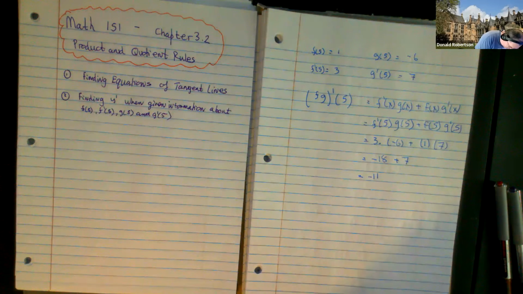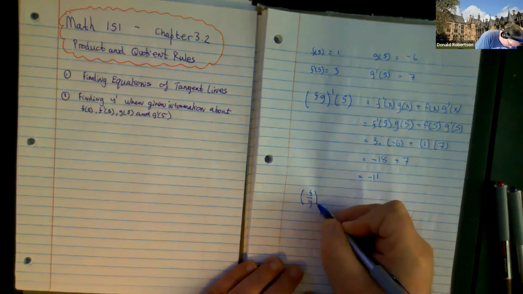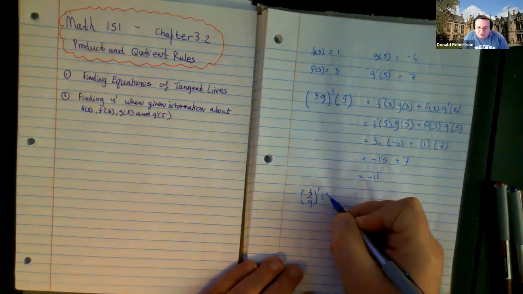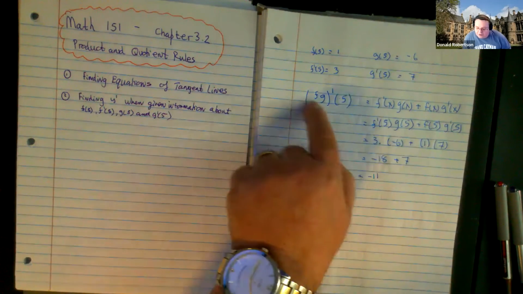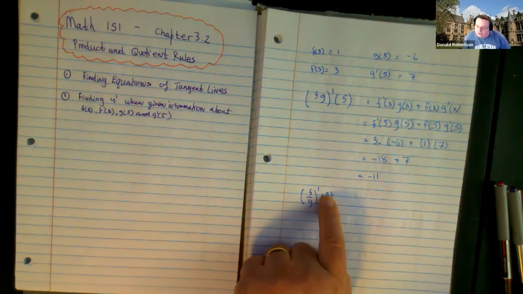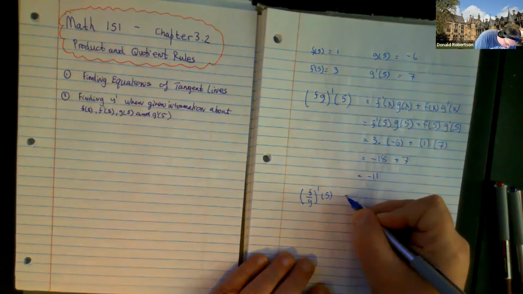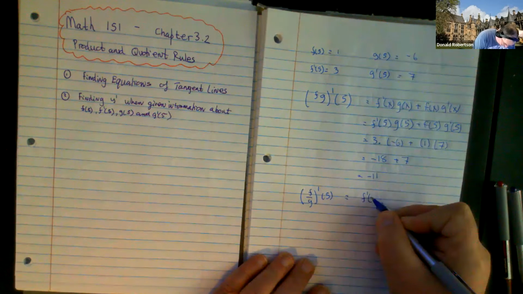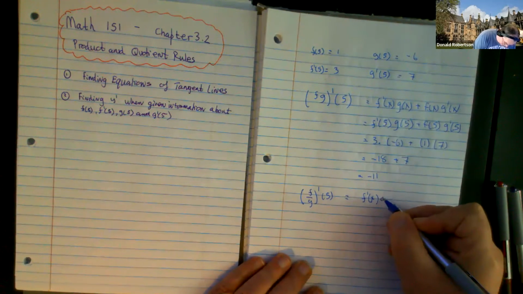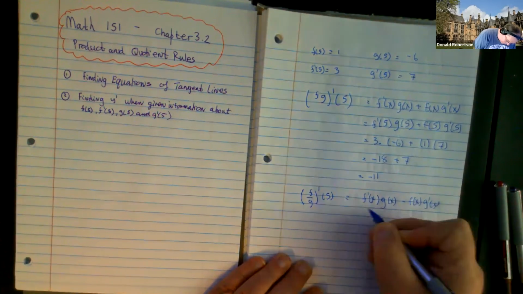Right. Suppose I asked you to find that guy at 5. So don't think of this as things being multiplied. It might look like it's not. It's actually the derivative of the quotient of two functions at 5, right? So this is to do with derivatives and functions at 5. It's not to do with this divided by that times 5. It's not that. Now the formula for the derivative of f divided by g is this one.